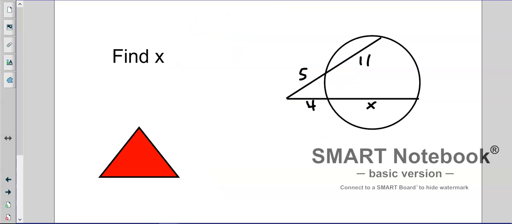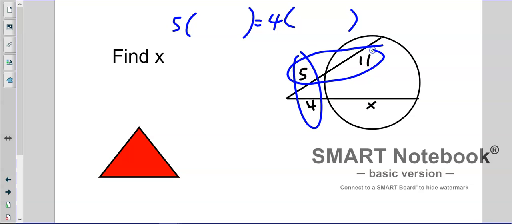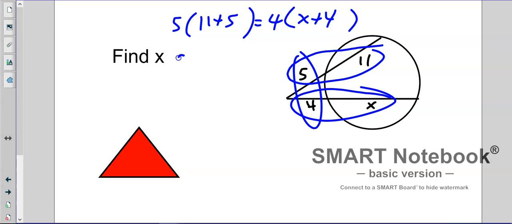Now in this situation, it's similar, but we have two secants. So I like to do it this way. I put both outside numbers first, the 5 and the 4. Then I put my parentheses, and I add these two together. Technically, you can write 11 plus 5, or you can just write 16. Doesn't matter. And here, x plus 4. So that gives me 5 times 16 equals 4x plus 16.